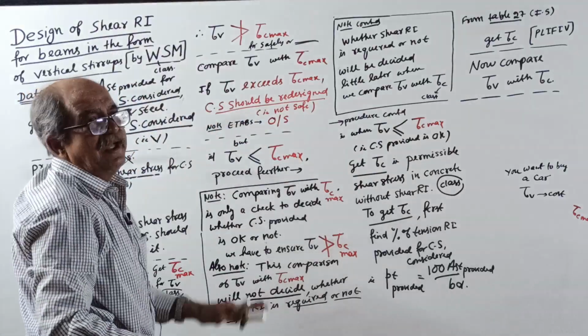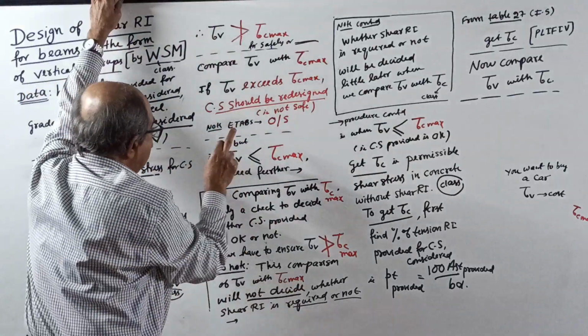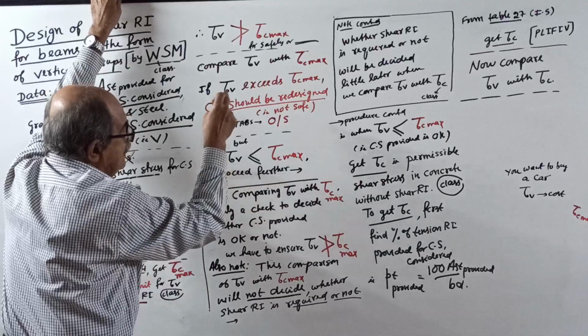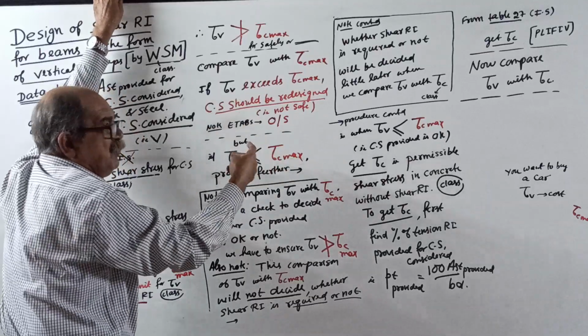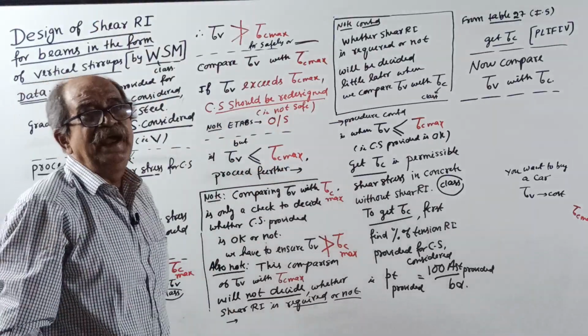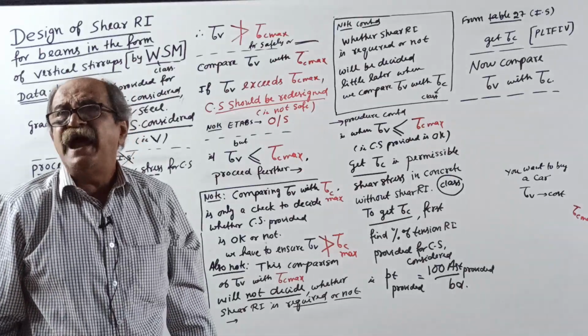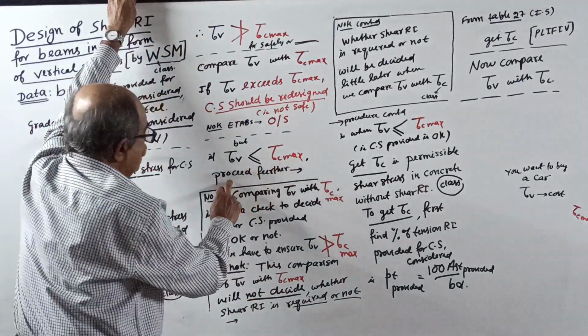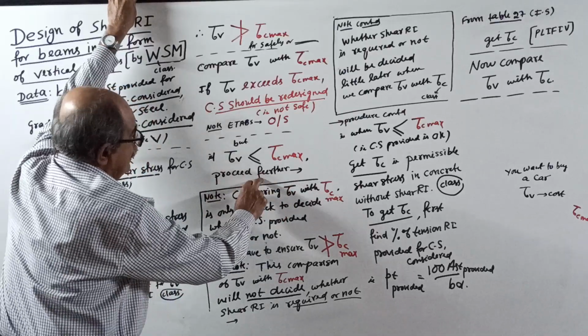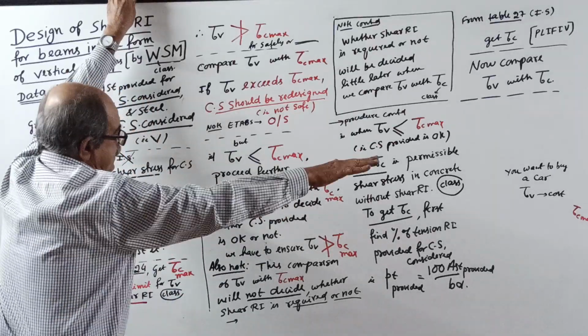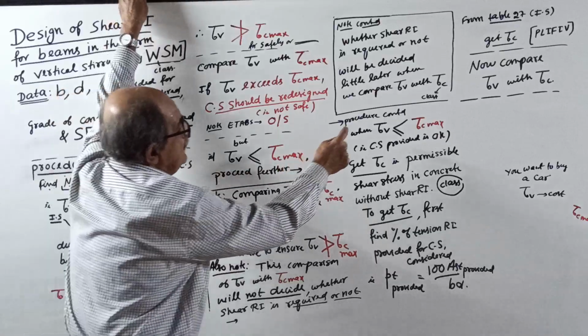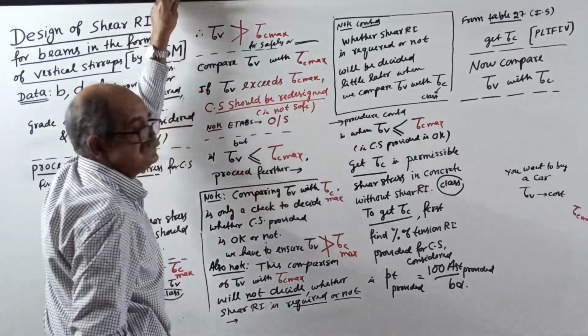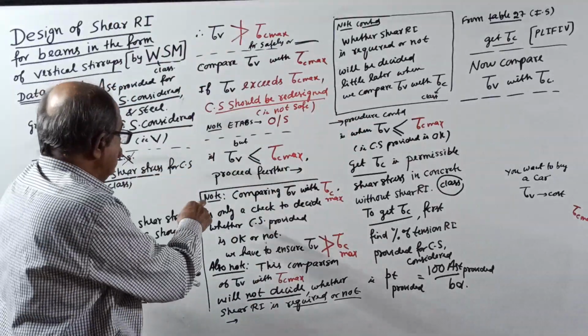Okay, now do one thing. But in case you get tau V equal to or less than tau C maximum, that will also do. When the speed limit is 80, if you go at 80, no problem. 81 you cannot go. Tau C maximum, proceed further. Proceed further means here. One minute. One note.